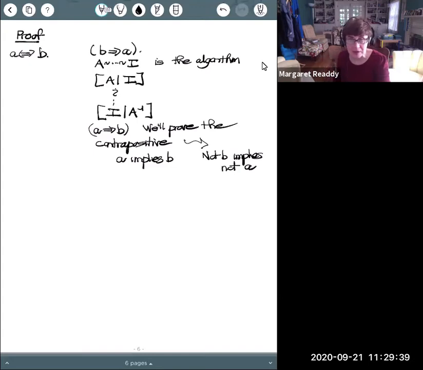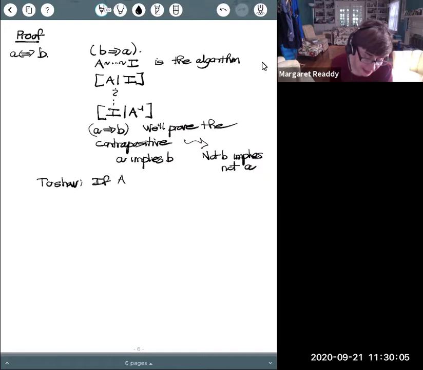Then the sidewalk is wet is logically equivalent to if the sidewalk is not wet, then it is not raining. So that's what we're going to actually prove. We're going to prove not B, which would be: if A is not row equivalent to the identity, then A is not invertible.